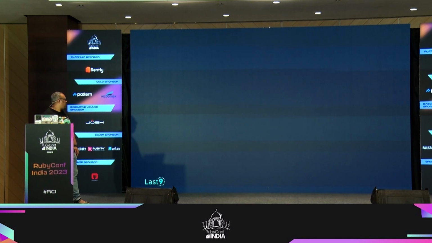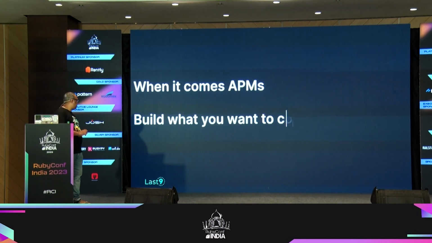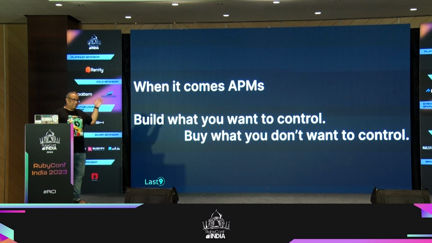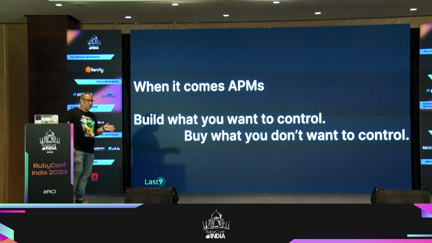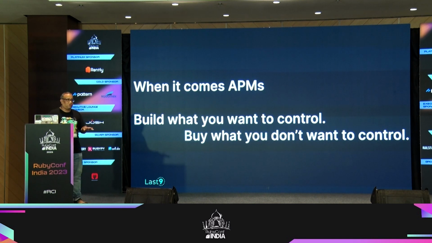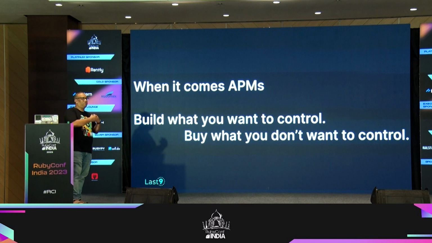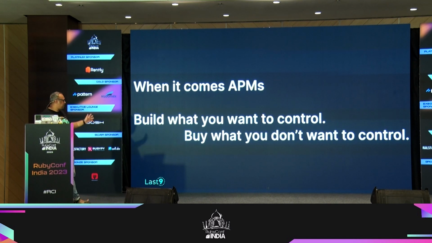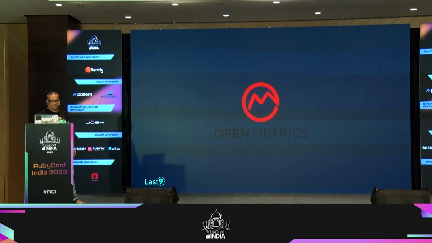So what I wanted to do is that when it comes to APMs, within these 5 layers, you build what you want to control, but buy what you don't want to control. So for each of these layers that I spoke about, you can make a decision. But APM tooling, when you go for proprietary tooling, gives you all of this, but at a cost, right? So given this, I just want to rethink our options, right?